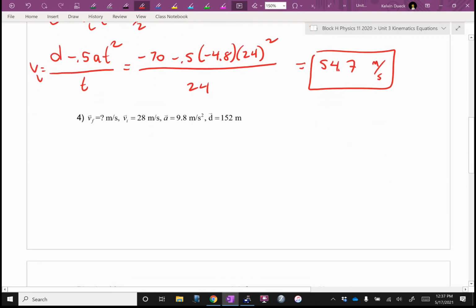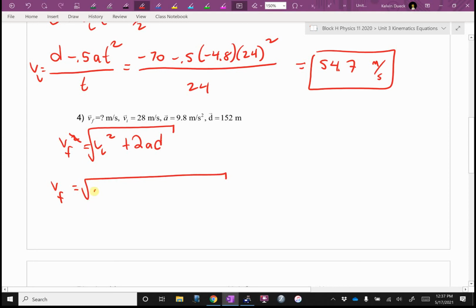Number 4. This one is, I think, vf squared equals vi squared plus 2ad. Yeah, that's right. I need to get the vf by itself. It almost is. I need to get rid of a squared. How to get rid of a squared? Square root. And so I'll get vf equals big square root of 28 squared plus 2 times 9.8 times 152.